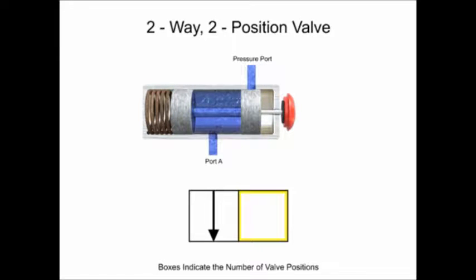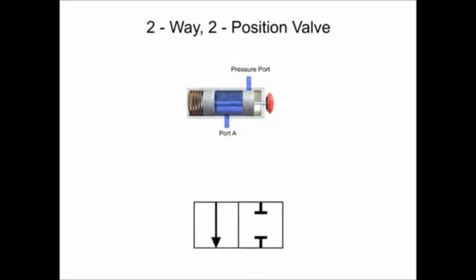The second box corresponds to the second position of the valve. Therefore, two T's are added to illustrate the lack of fluid flow in the second position. Next, lines are drawn to indicate the normal position of the valve.